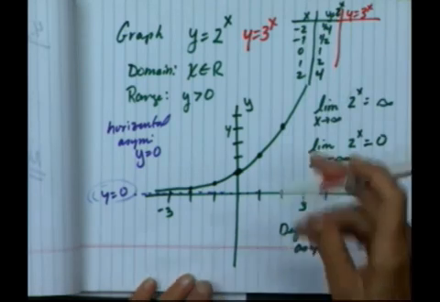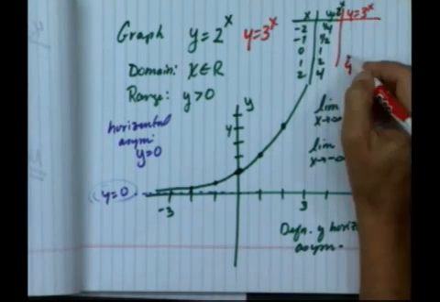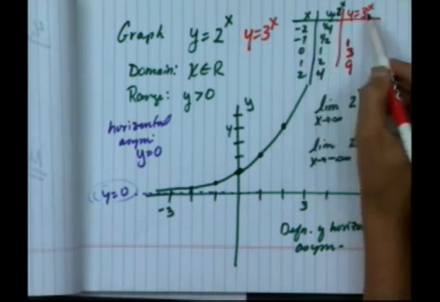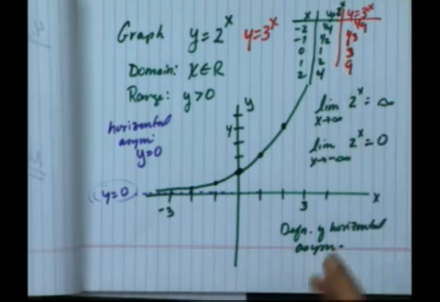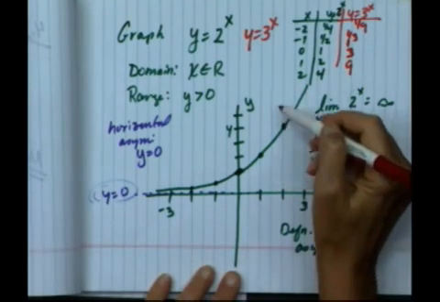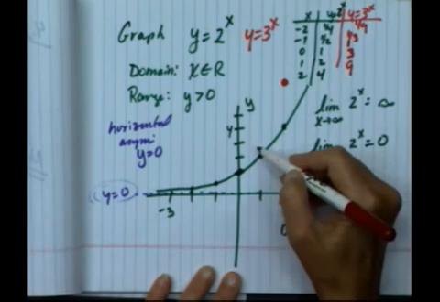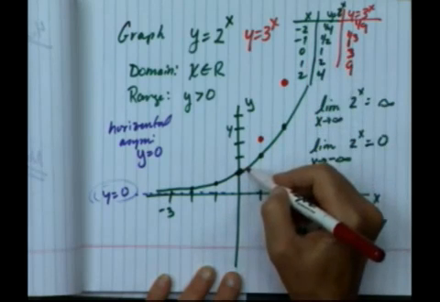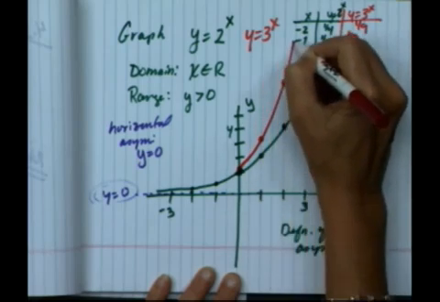All right, let's just plot some points. When x is 2, the y value is 9. When x is 1, the y value is 3. When x is 0, the y value is still 1. When x is -1, it's a third. X is -2, it's a ninth. So when x is 2, the y value is 9 way up here. When x is 1, the y value is 3. And when x is 0, the y value is 1. So it's going to go up a lot faster.